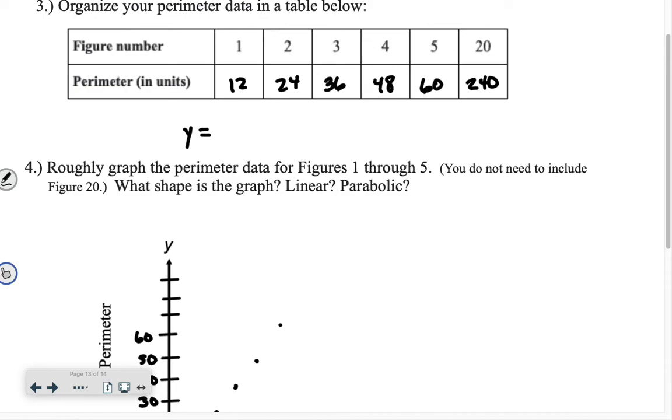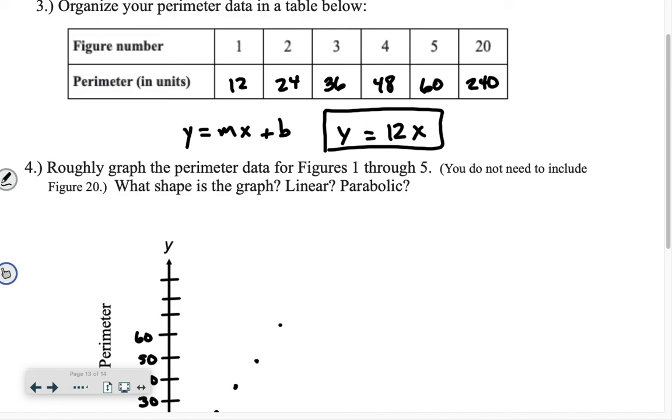Y equals mx plus b, remember? So we have y equals 12x. What's my y-intercept? It's not 6. And we'll talk about why in a second. Why is it 0? Okay, yeah, if you work your way back, if you kept the pattern going, you'd be at 0. The other part, if you think about it, figure 0, there is no figure 0, wouldn't have anything in it. Okay, so it's 0. As we go through, here is your equation that goes along with this.